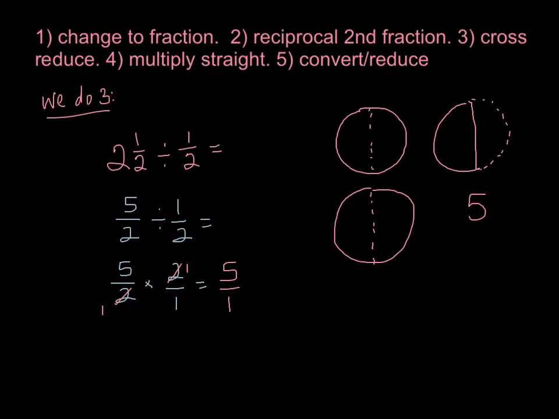And now we're on the convert reduce. Convert, yes, this is an improper fraction. It's upside down on his head. So we divide bottom into top. Remainder is the numerator. Well, 1 goes into 5 exactly 5 times without anything left over. So you just put down that it's 5.